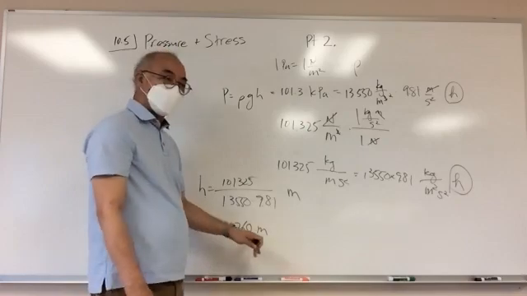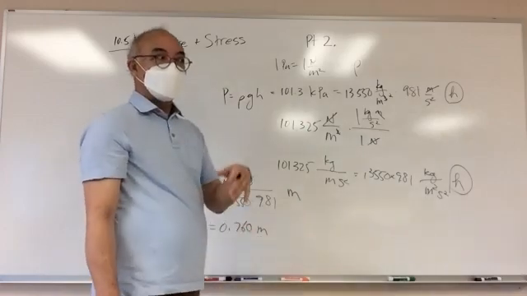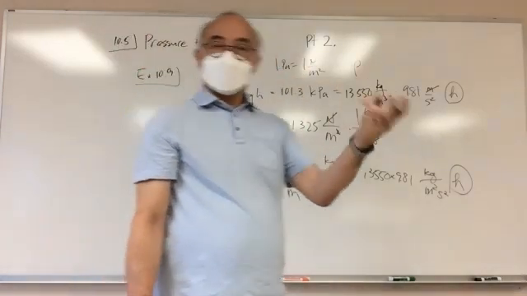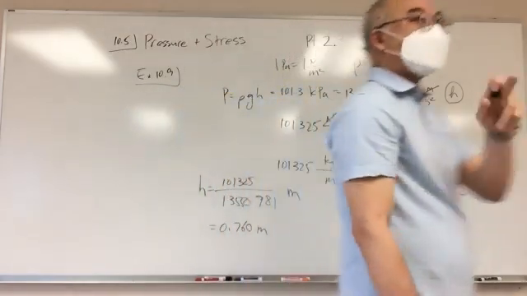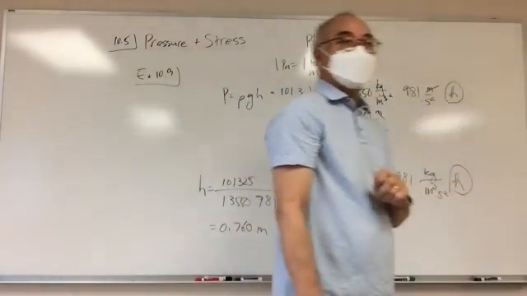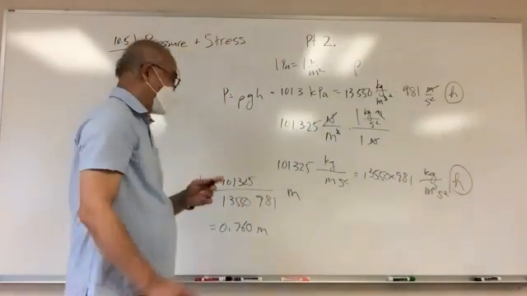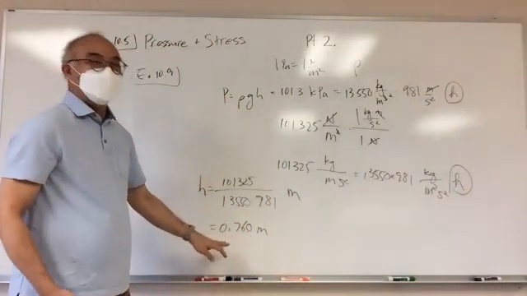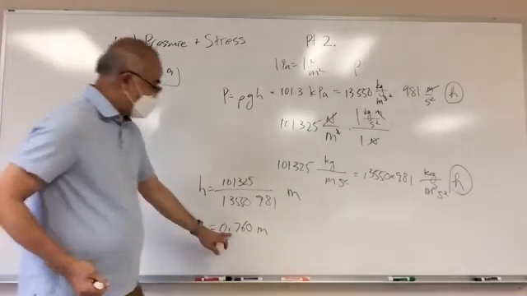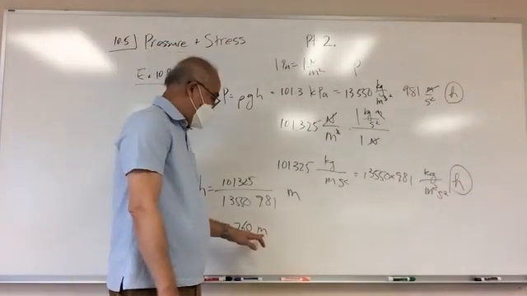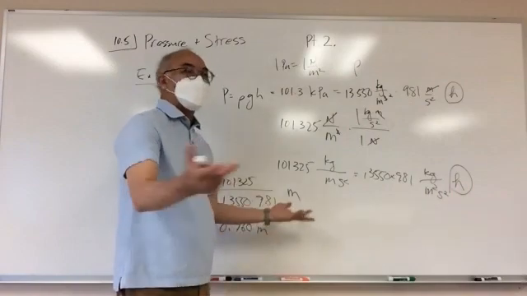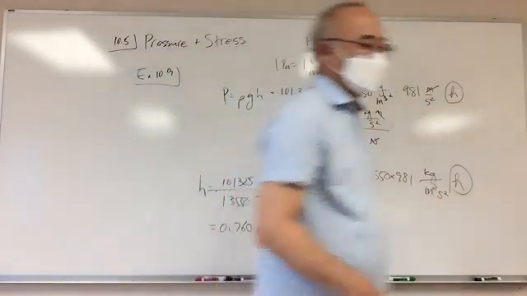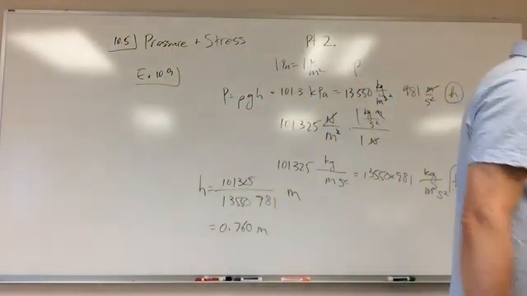Because 1 millimeter is, no, 10 millimeters is 1 centimeter. Not that way. Close. Basically there's 1,000 millimeters in a meter, right? So that's how you get to 760.